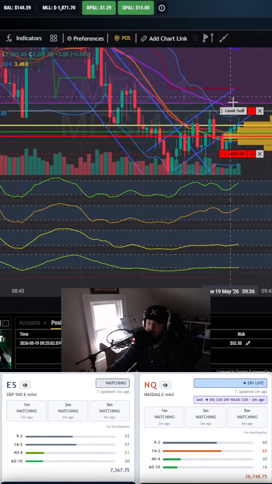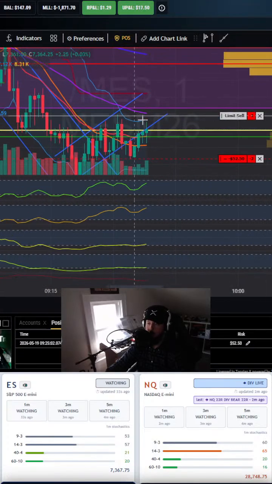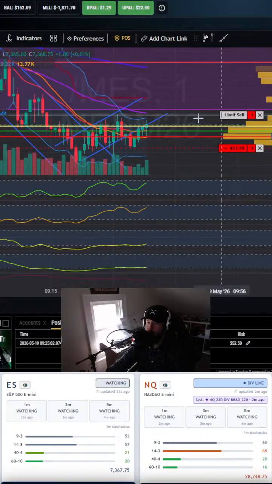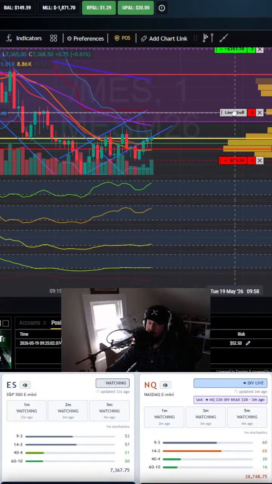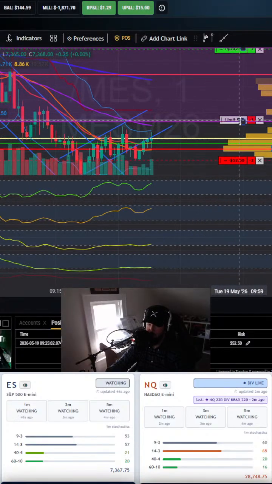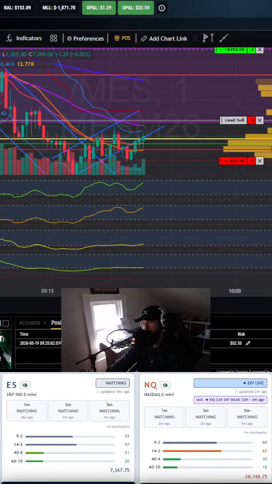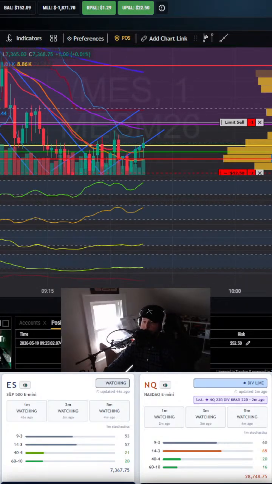We just keep getting rejected. I think if we can overcome this zone, I think we're going quite higher. So I will actually set this stop, I mean, this take profit a little bit higher there.